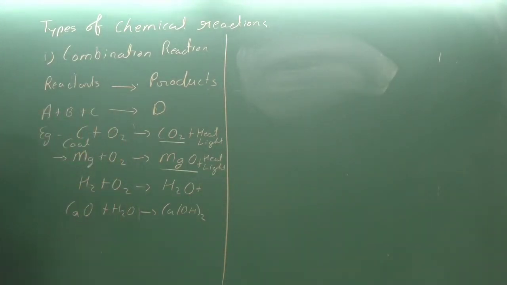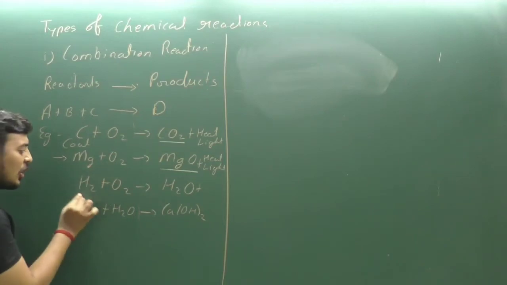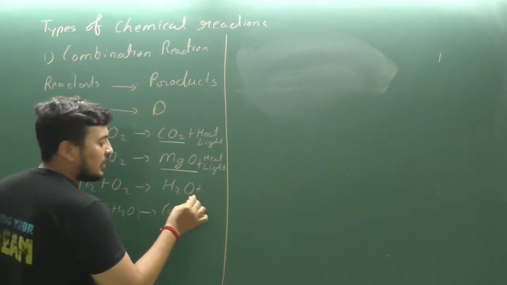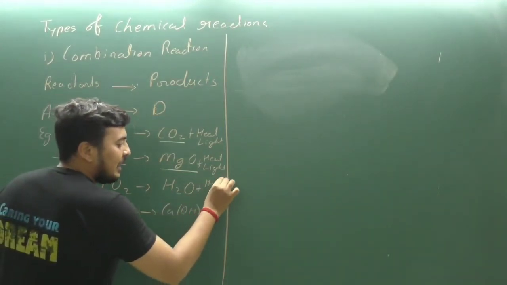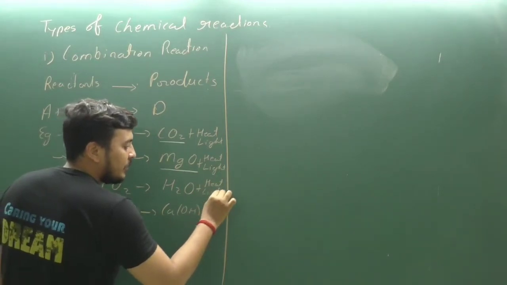Clear? Now H2 plus O2, that is also a combustion of hydrogen gas. It produces H2O plus heat and light. Clear?